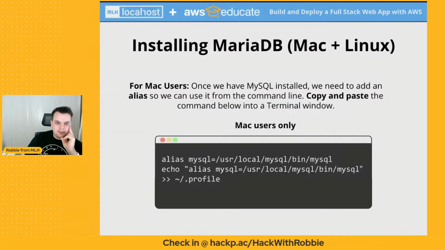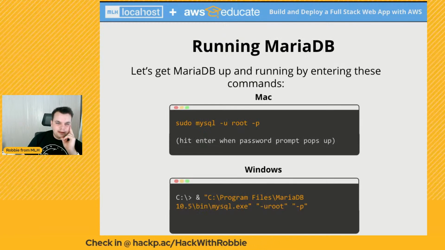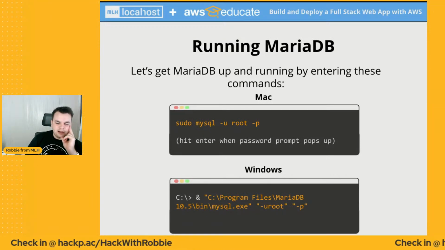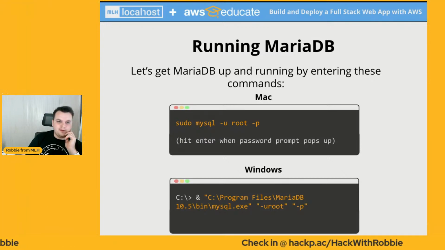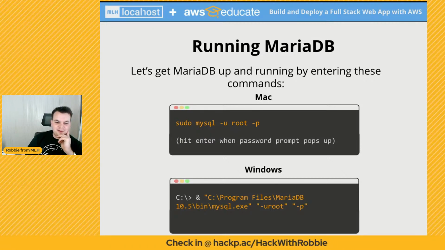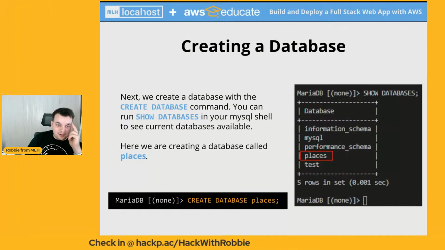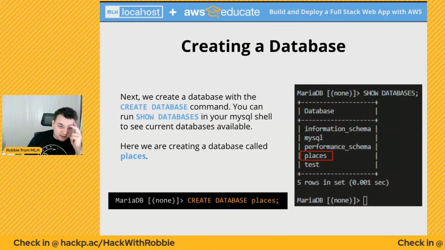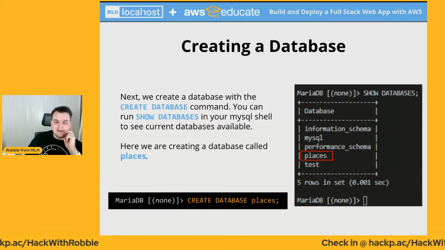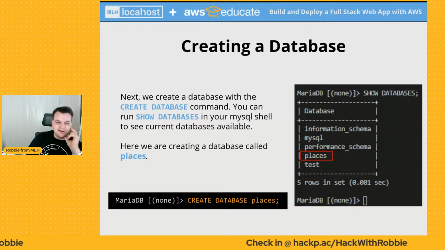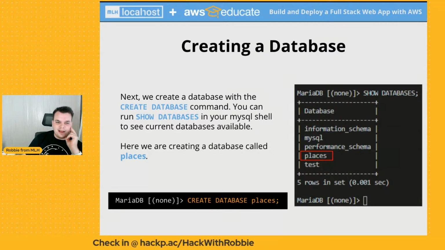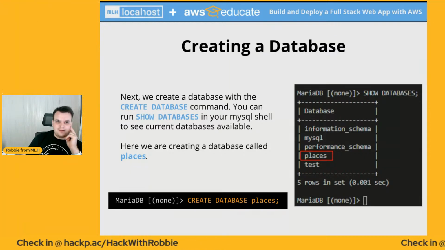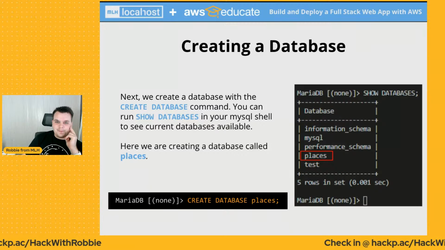So my MariaDB is installed. Now, this one says use MySQL. I used MariaDB. Apparently they're one and the same, so just toss a coin and decide which one you want to use. I think that's the message we've got here. All right, we're going to create a database. See, this is good stuff. We create a database with a create database command, what an imaginative name. You can then run show databases to see the current databases available. So we're going to create a database called places.